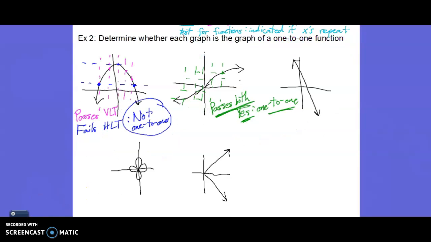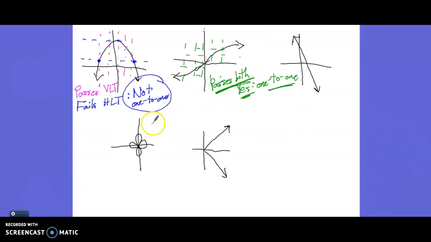So as I look at my next graph, this is like a polar equation, which you don't really have to learn about this year. But this one actually fails both tests. It fails the vertical line test. As soon as you find one that it fails, you can stop. It also fails the horizontal line test. So this one fails both. And therefore it is not one-to-one.